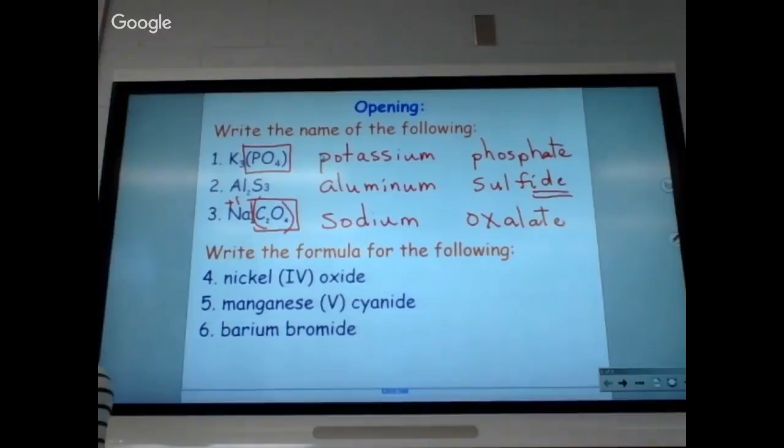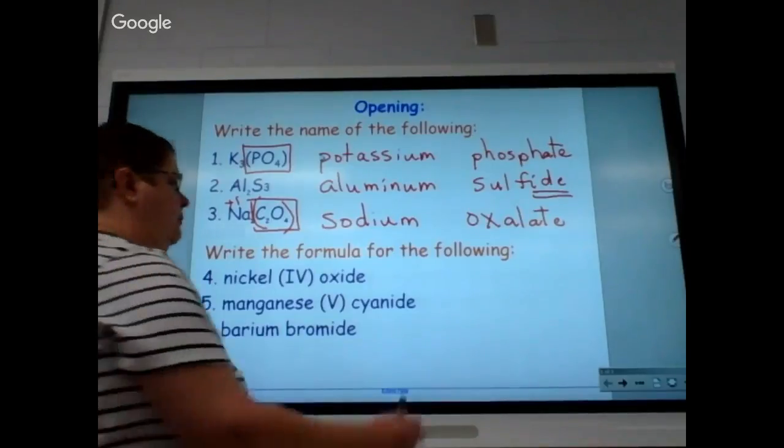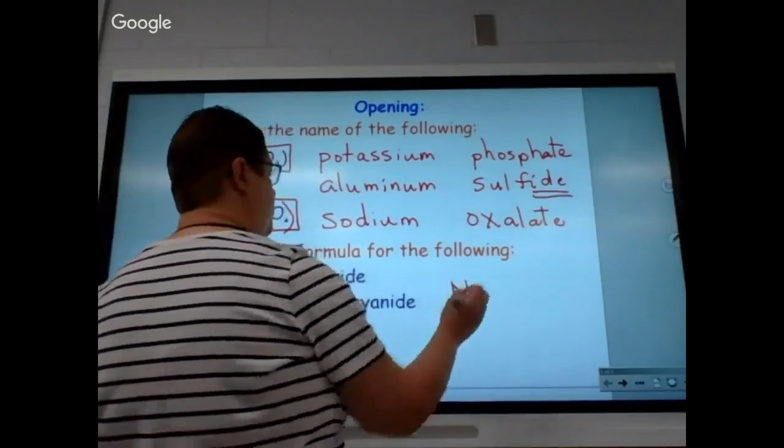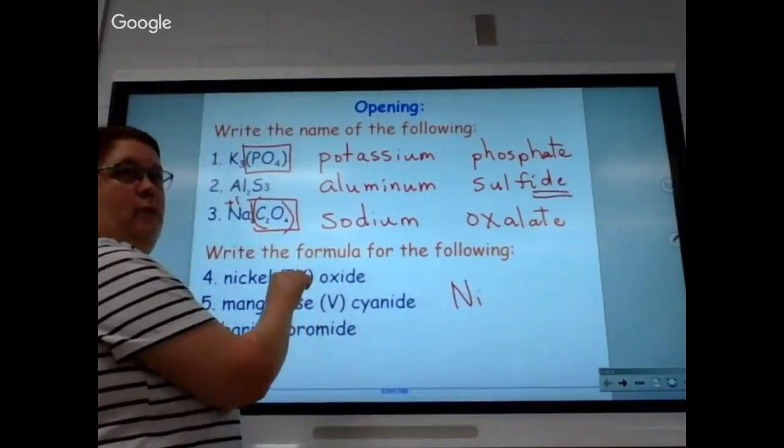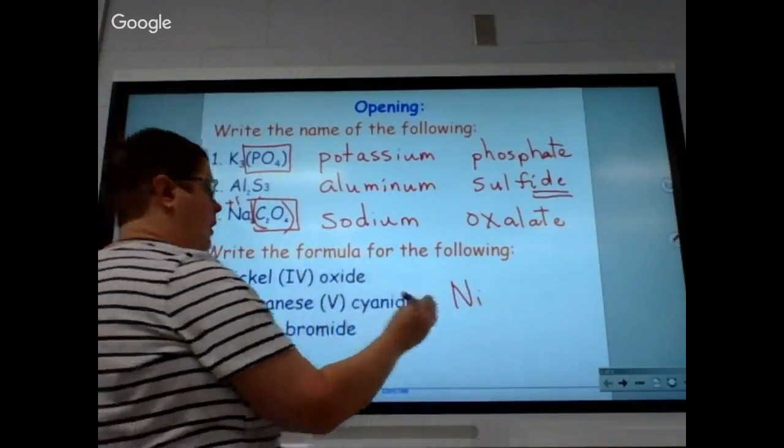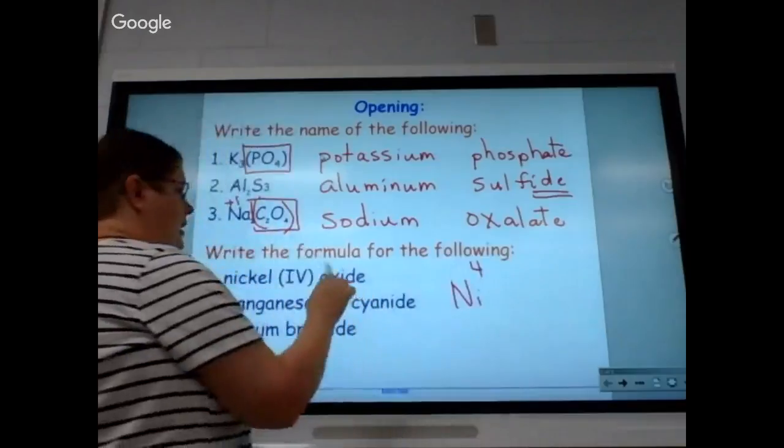All right, number 4. How do I do the name there? I read the formula. That's the first thing we do. What's the nickel symbol? What does this thing mean? It's the oxidation number. Which is 4. Okay. And oxide is?